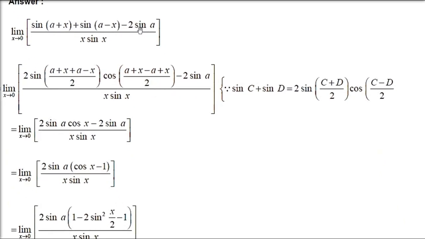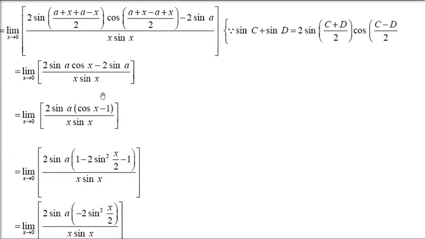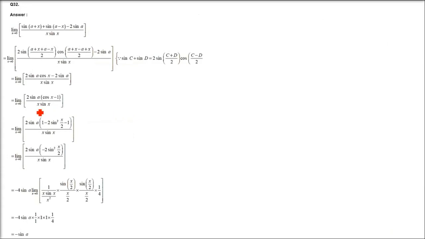Minus 2 sin a, let it be like this. You have x getting cancelled, 2a by 2 is a only. So 2 sin a. Here a cancelled, 2x by 2, 2 gets cancelled, x, cos x. Here 2 sin a you can take common from both of these. 2 sin a when you take common, it will be cos x minus 1. And denominator you have x sin x.